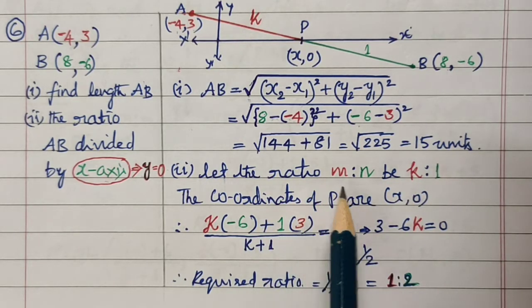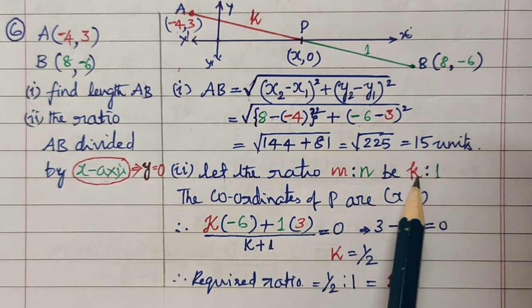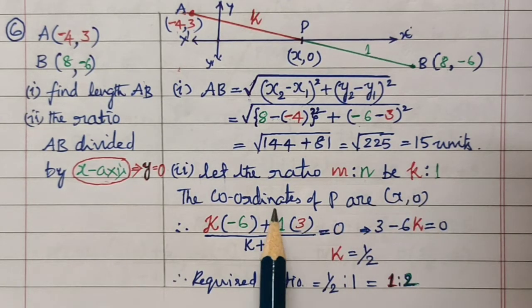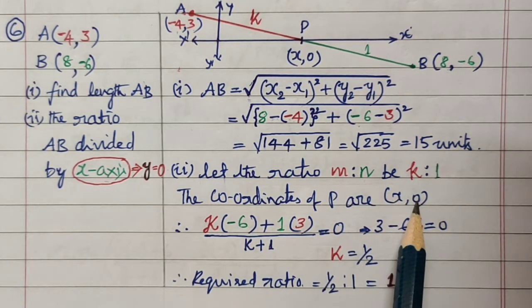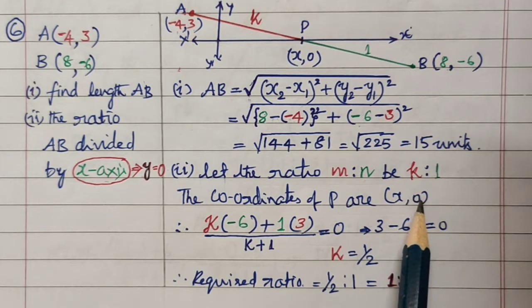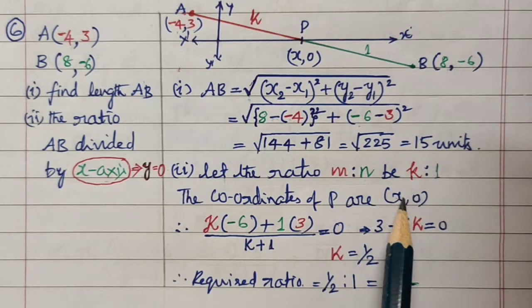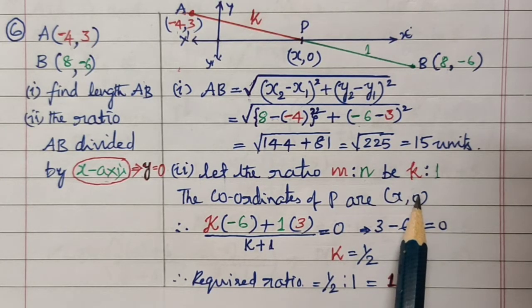Let the ratio m is to n be k is to 1. Here also we have taken one variable, then it will become easy to find out the ratio. The coordinates of P are (x, 0). So let us find out the value of y, because we know the value of y, which is 0. Don't take x.